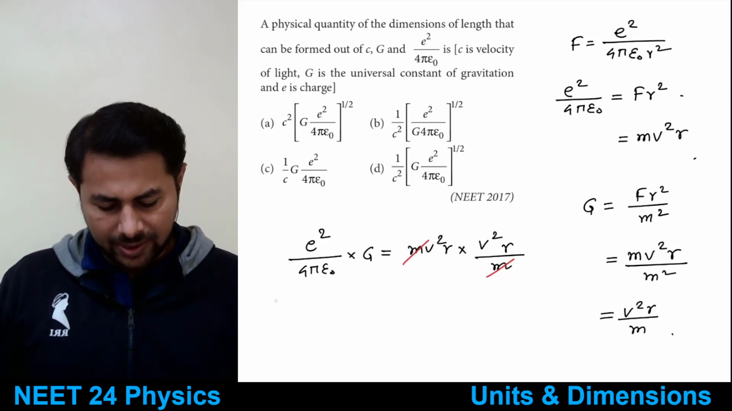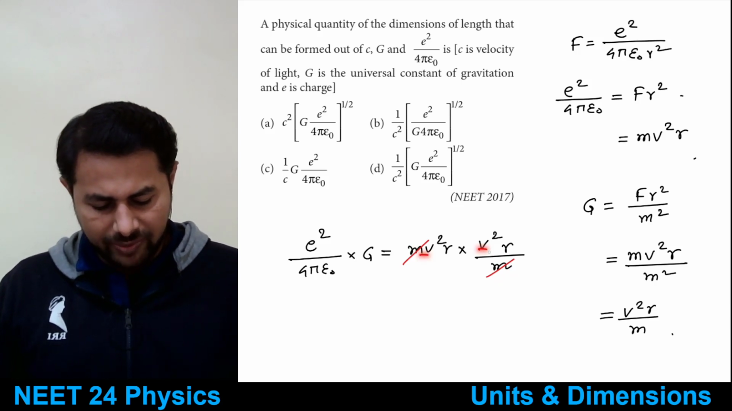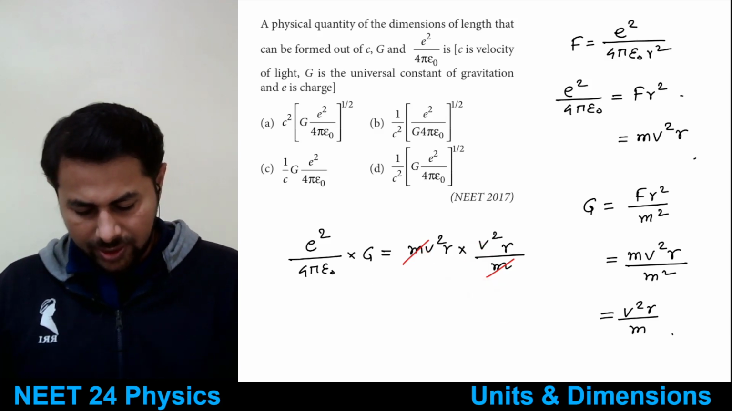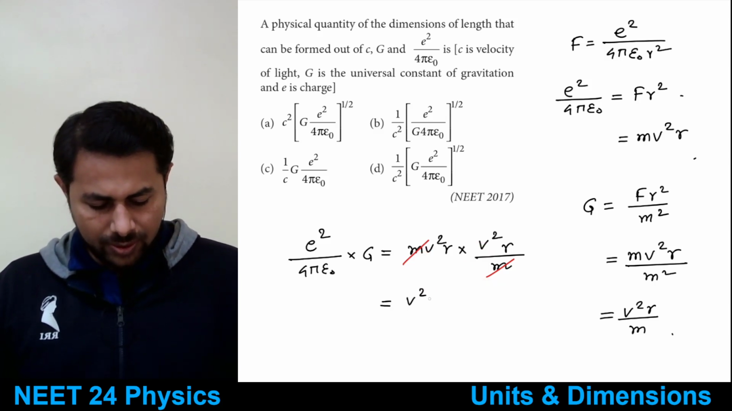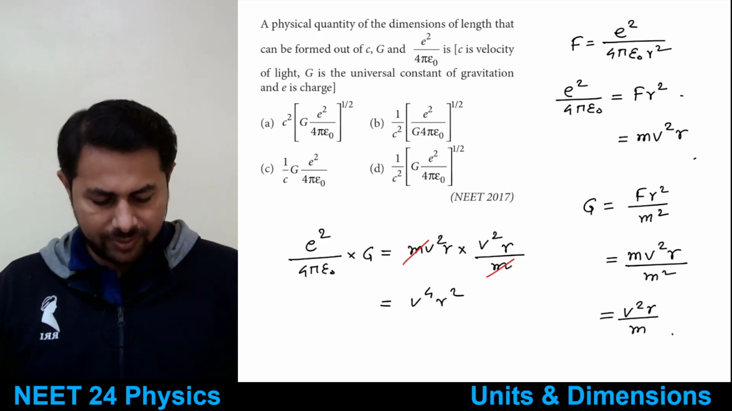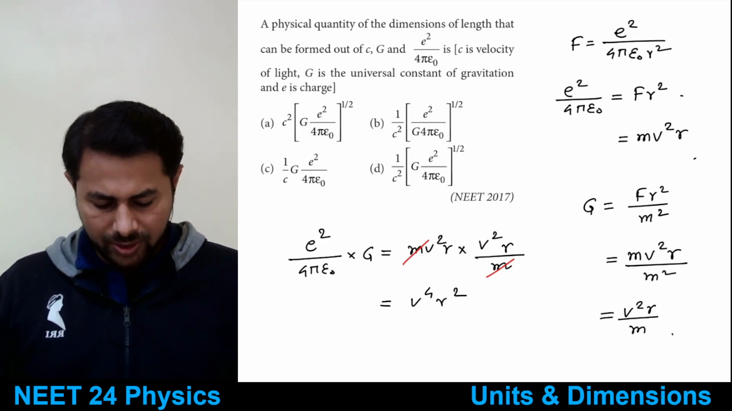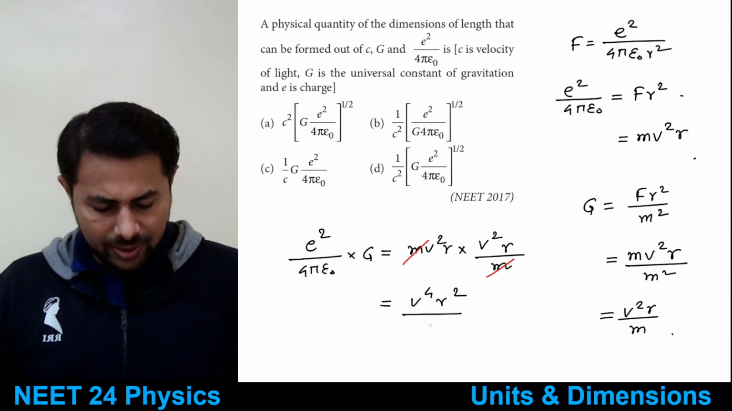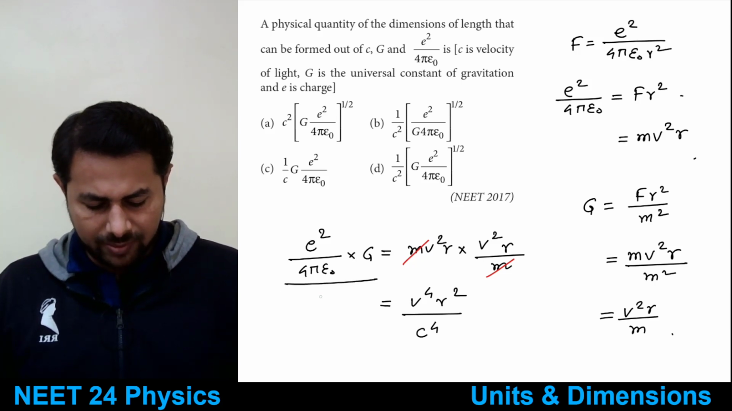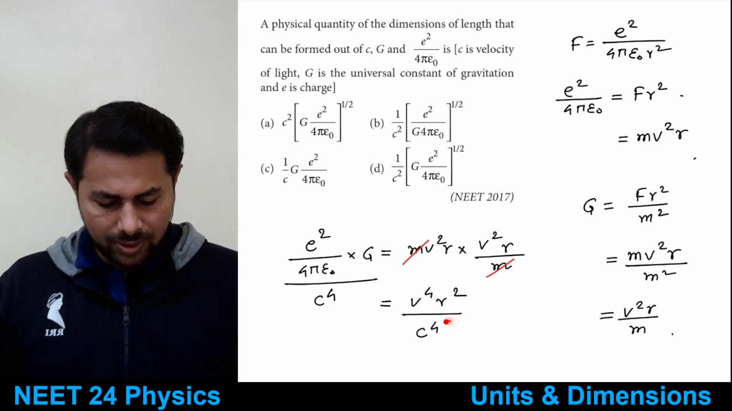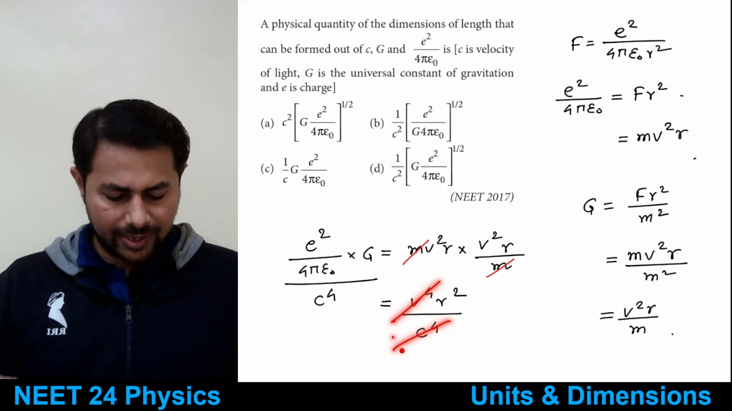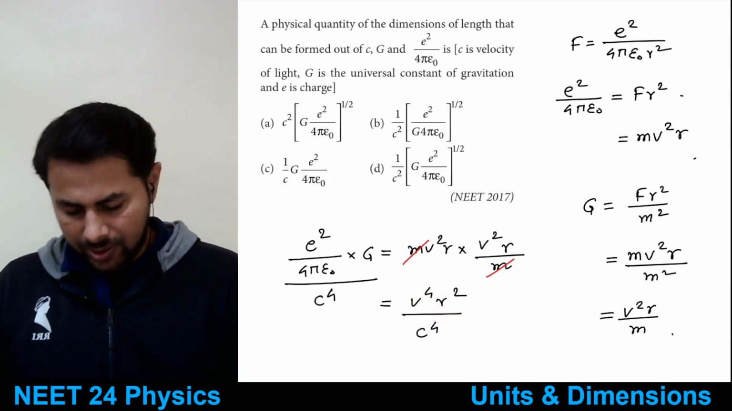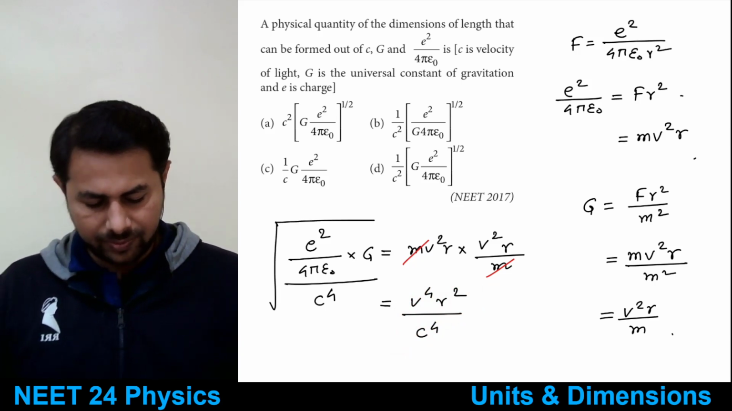So m gets cancelled out, and then you have v square, that is v to the power 4, times r square. So this is equal to v to the power 4 r square. That means now what do you want? You want length only, you want r only. So you will just divide by c to the power 4. So v to the power 4, c to the power 4 gets cancelled out, and you can take the square root of this r square. So the answer is this thing, right?